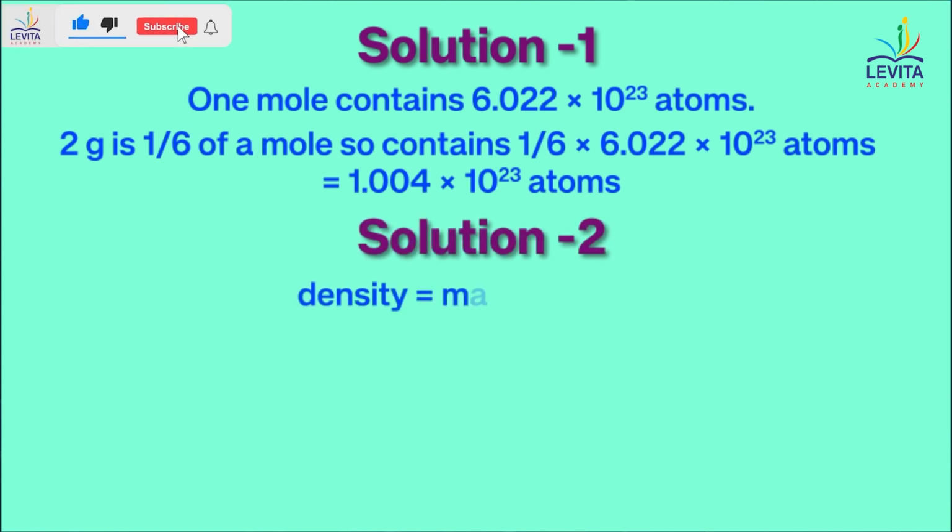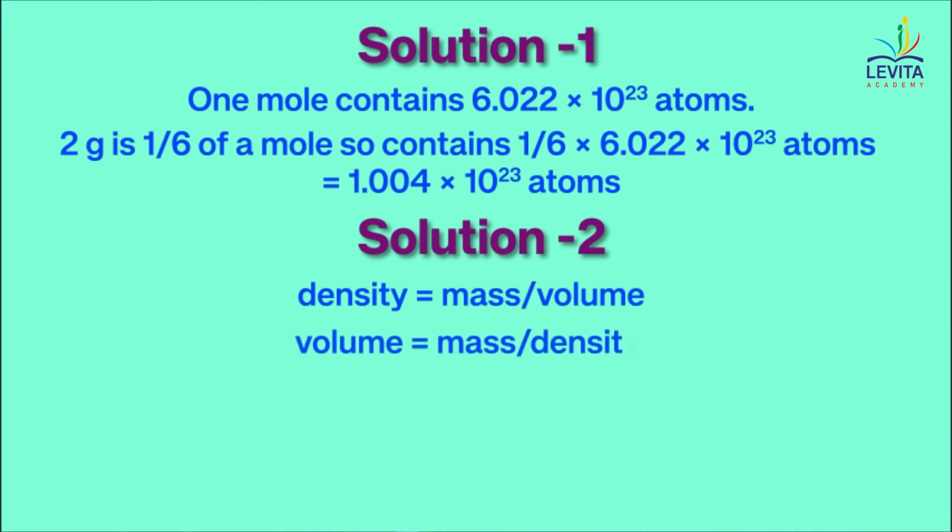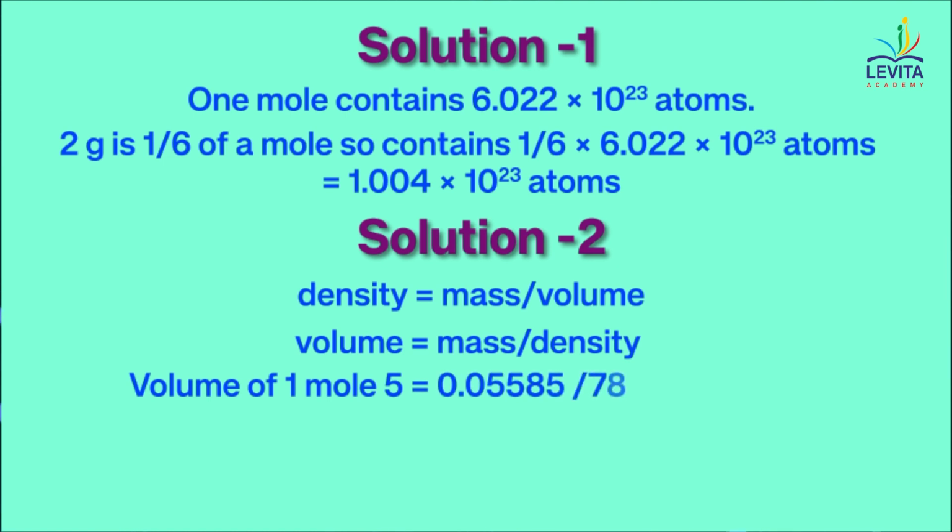Solution 2. Density is equal to mass upon volume. Volume is equal to mass upon density. Volume of 1 mole is equal to 0.05585 upon 7,874 m³, which is equal to 7.093 × 10^-6 m³, which is equal to 7.09 cubic centimeters.